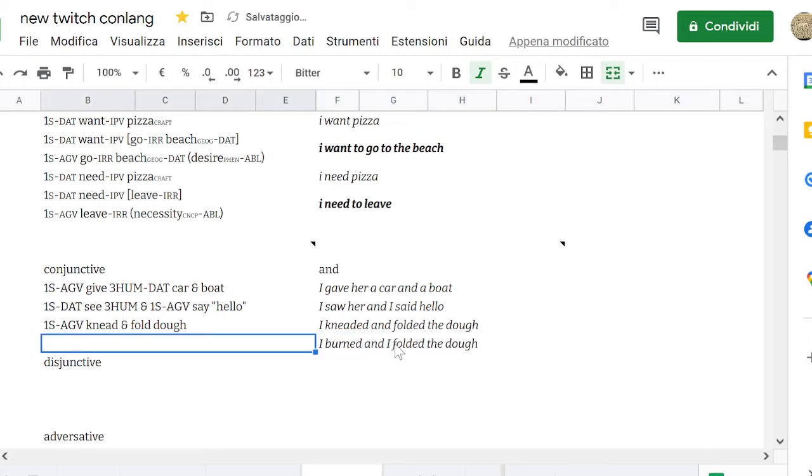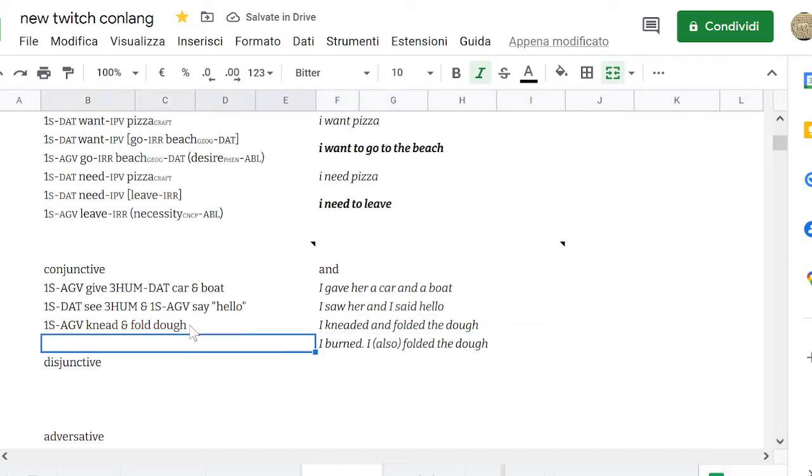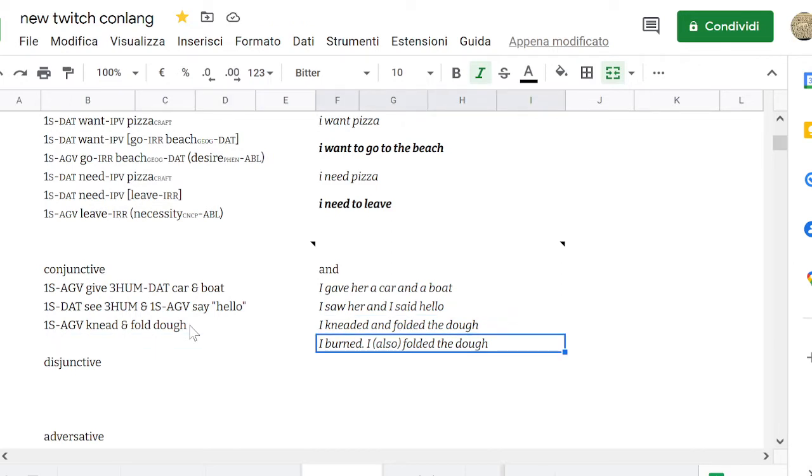This could still have the same ambiguity, but I could just decide that in this language, if you repeat the thing with the same rule, you are separating them more definitively. Another way would be to not allow this kind of coordination. If they're separate, you might want to do something else. Like, we might use also in English to show that it's conjunctive but not sharing the same object. We might separate them out. I burned. I also folded the dough.